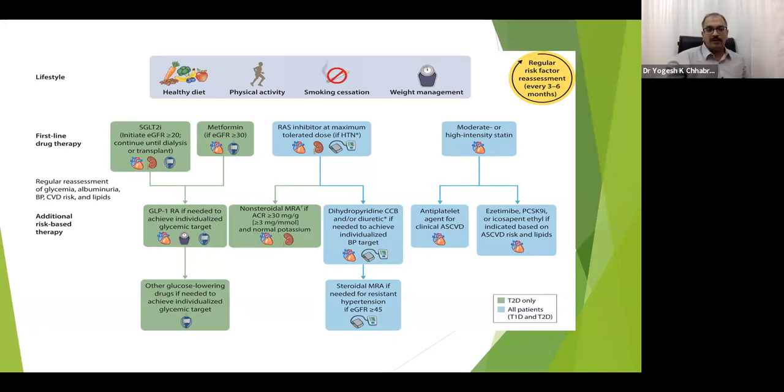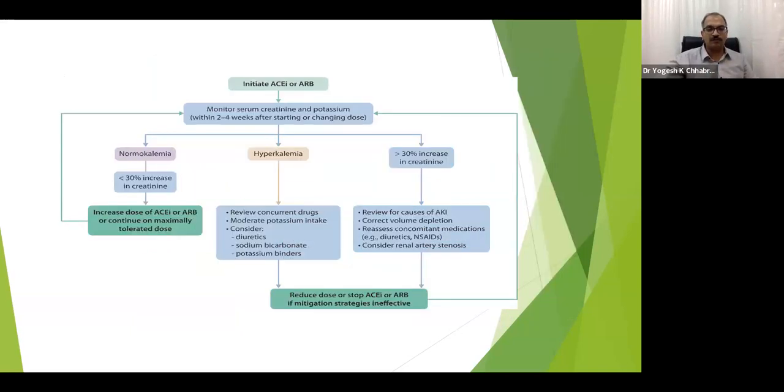If the blood pressure is not controlled with a RAS inhibitor, we can add dihydropyridine calcium channel blockers, or diuretics, depending upon the potassium level as per the requirement. Maybe if edema is there, we prefer diuretics. And with non-steroidal mineralocorticoid receptor antagonists, we have to be careful. The data till date supports that if the GFR is above 25, only then can we add a non-steroidal MRA, and it has shown good benefit, and we have to look out for the potassium levels.